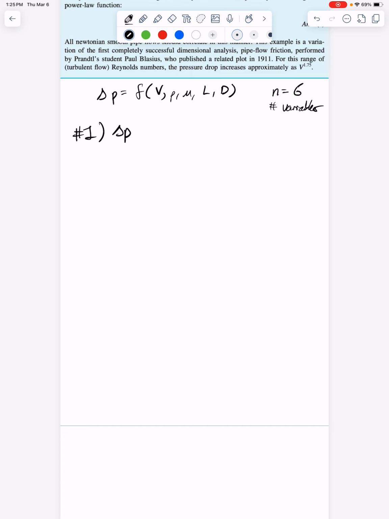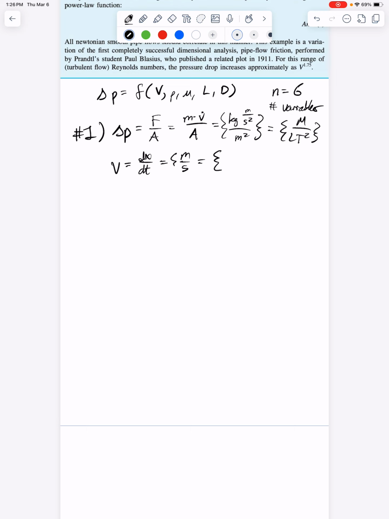Let's start with dP. dP is force per area. Once again, this is just semantics to get the units, which is mass times acceleration, or time derivative of velocity, divided by area. In terms of units, I'm going to get kilograms times meters per second squared divided by meters squared. Therefore, delta P is in terms of mass per unit length per unit time squared. Velocity is the rate of change of distance per unit time, which is just meters per second, and meters per second is unit length per unit time.